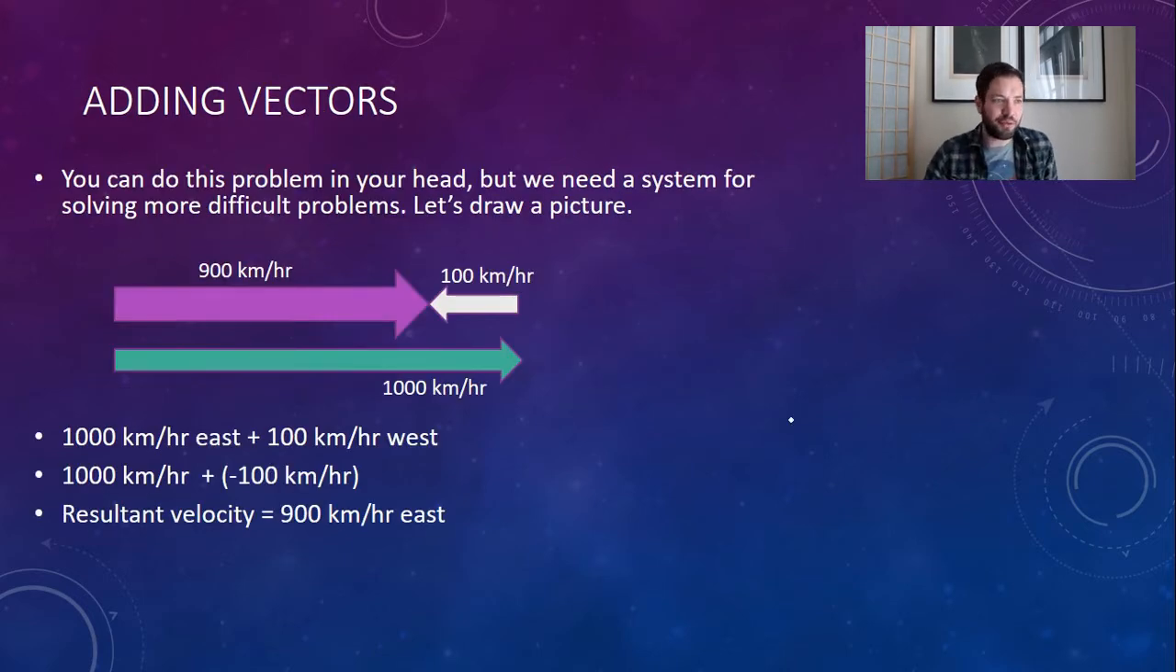So here's our picture for this. We have 1,000 kilometers going this way. We have 100 kilometers going this way. And that gives us a total, what we call a resultant, of 900 kilometers an hour in this direction. Again, that's pretty simple just because everything is moving either forward or backward. But what we'll see is when we have things moving in 2 directions at the same time, we can still use this system of arrows, but it gets a little trickier.